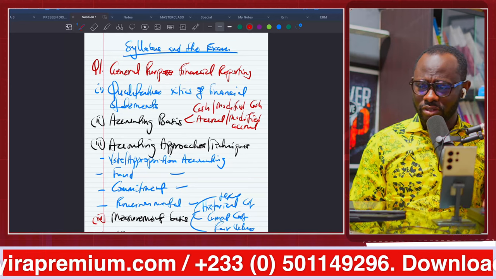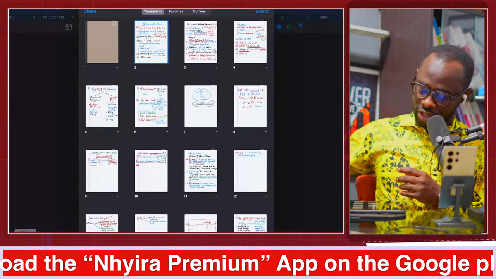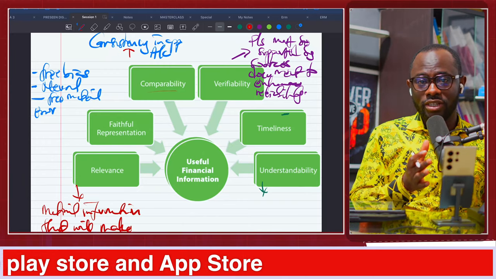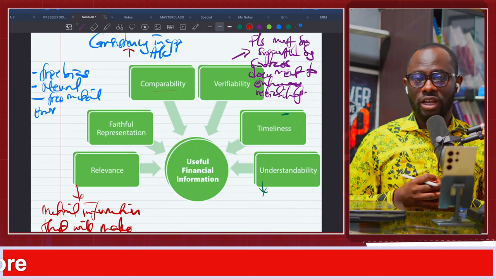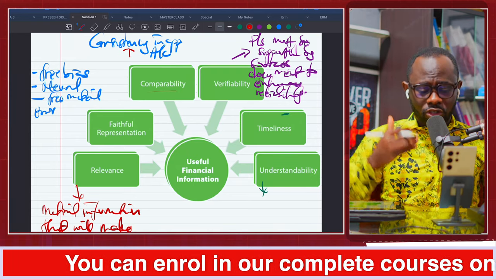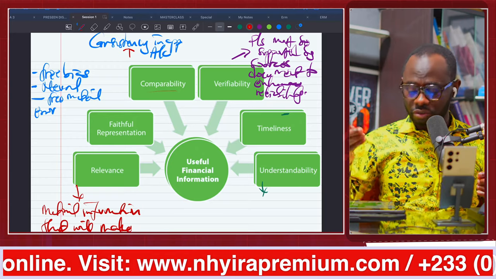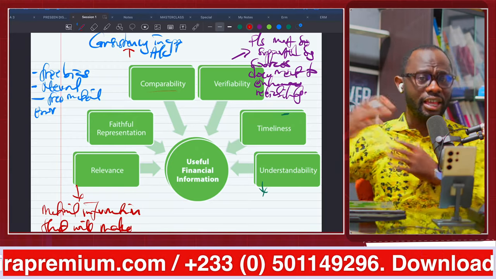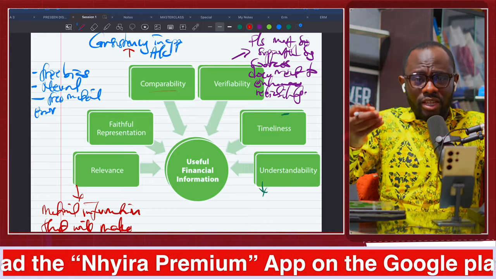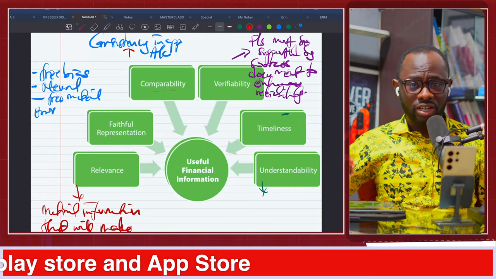So let's do a little deep dive into these quickly. The first thing has to do with the qualitative characteristics of financial statements. You know them already. We have the fundamental qualitative characteristics and then the enhancing qualitative characteristics. The qualitative characteristics are simply the key attributes that a set of financial statements must possess to be useful for users of the financial statements. And these key attributes can further be divided into two: the fundamental qualitative characteristics and the enhancing qualitative characteristics. The key question we need to ask ourselves is, how will the examiner set a question on fundamental qualitative characteristics? There are two ways the examiner can set a question on qualitative characteristics of financial statements.